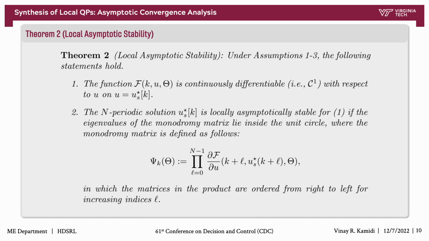Now the practical takeaway from this is part 2 of the presented theorem that states that the periodic solution is locally asymptotically stable if the eigenvalues of the monodromy matrix lie inside the unit circle. The monodromy matrix is the product of the Jacobian of the flow map that was presented earlier. This allows us to validate if the parameter of the vector theta allows asymptotic convergence to the steady-state solution.